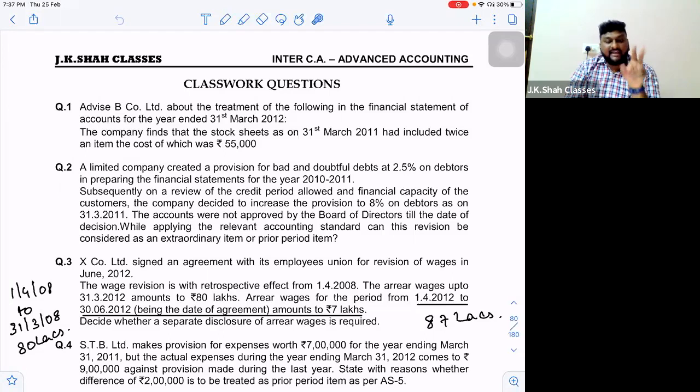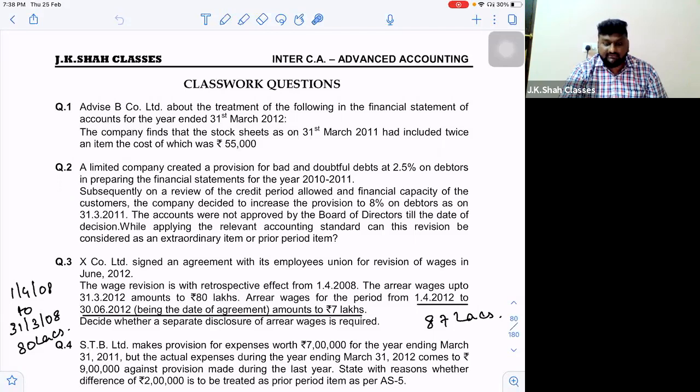The second paragraph will be the explanation of the given situation. You will explain the given situation in the second paragraph. And the third paragraph will be the conclusion. If they are asking for your opinion, or rather whether the treatment done is correct or not, then you will have a conclusion that the treatment given is correct as per AS5 or the treatment given is not correct as per AS5. That is your conclusion. Now, it is not practically possible that in every answer you will have a conclusion.